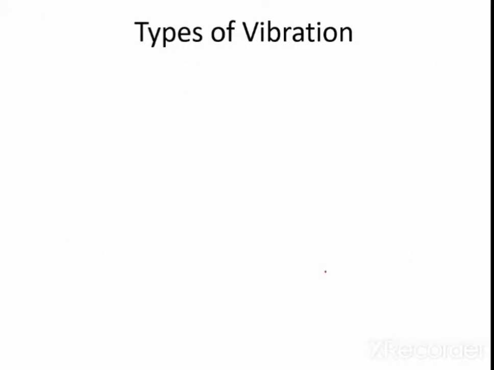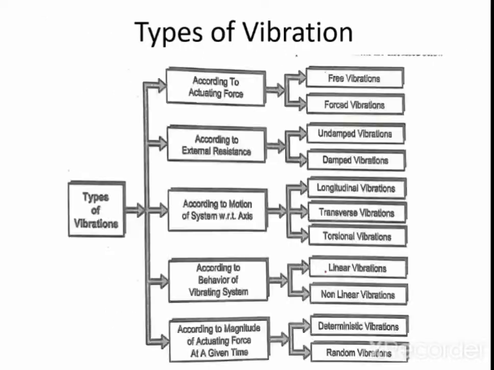Now the next part is types of vibration. Basically, types of vibration means what? Types of vibration are divided into different types according to the condition. According to condition means what? Let us say according to the actuating force. Maybe in the next lecture or in due course of time, we will understand the different types of vibration. So, according to the actuating force: free vibration and forced vibration.